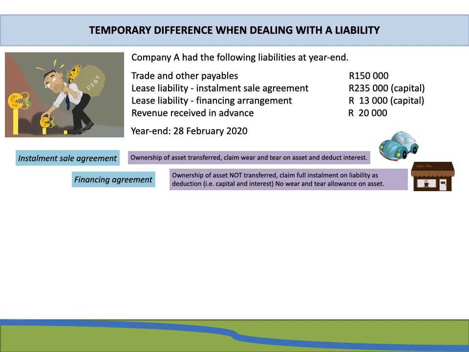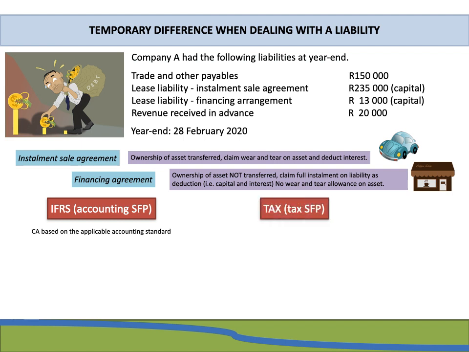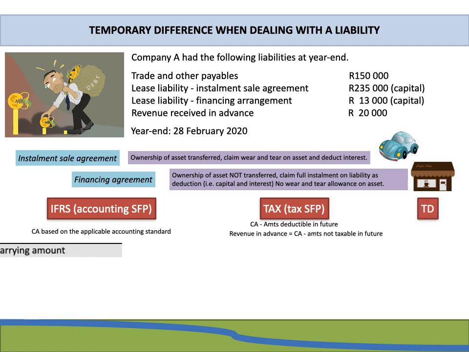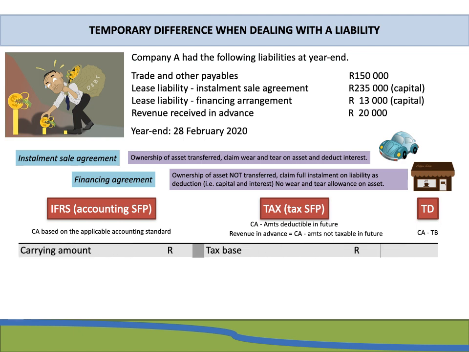So if we have a look at our calculations, or we start our solution now, we start off with our carrying amount according to our accounting statement of profit or loss. And these will be the carrying amounts based on the applicable accounting standard, your IFRS standards. So here we have our trade and other payables. And now to calculate the tax base, which is according to our tax statement of financial position, we need to take the carrying amount, which is 150,000, and deduct all amounts deductible in future.